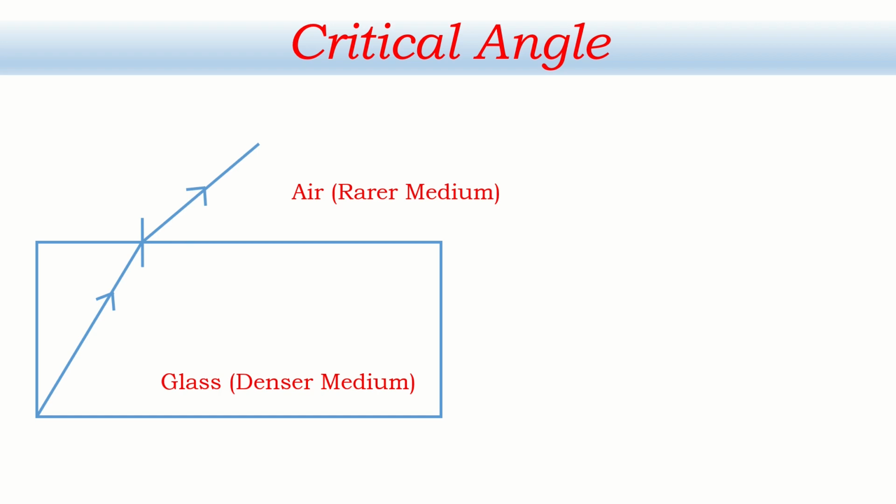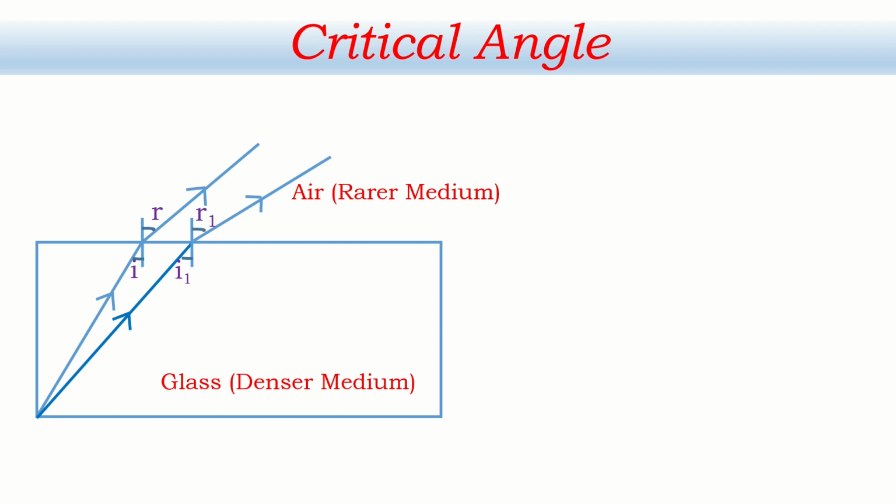normal, this simple rule. And at this time, let's say the angle of incidence is I and its corresponding angle of refraction is represented by R. If we increase the angle of incidence in the denser medium, then its corresponding angle of refraction will also increase. At this time, let's say the angle of incidence is I1, then the angle of refraction can be taken as R1.